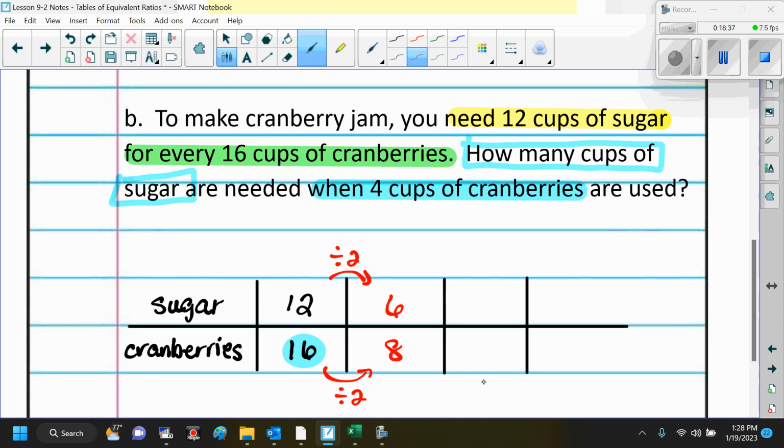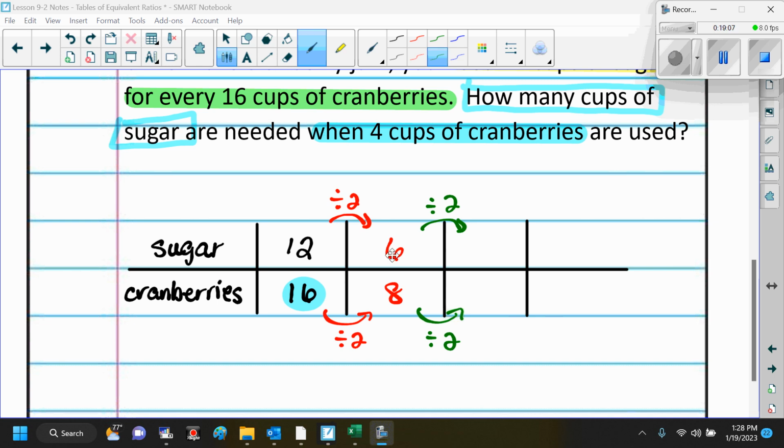Okay? So now, I want to get to 4, right? 4 cups of cranberries. So how do I get to 4 cups of cranberries? We're going to divide by 2 again. Is everybody clear with that? So, from here to here, we're going to divide by 2, divide by 2. Hold on 1 second. So, 6 divided by 2 is 3, and 8 divided by 2 is 4.